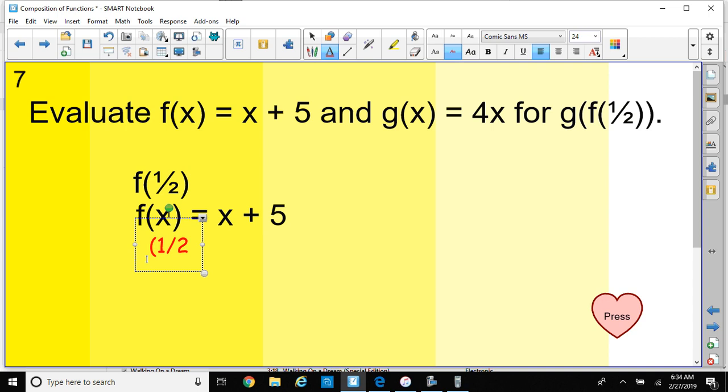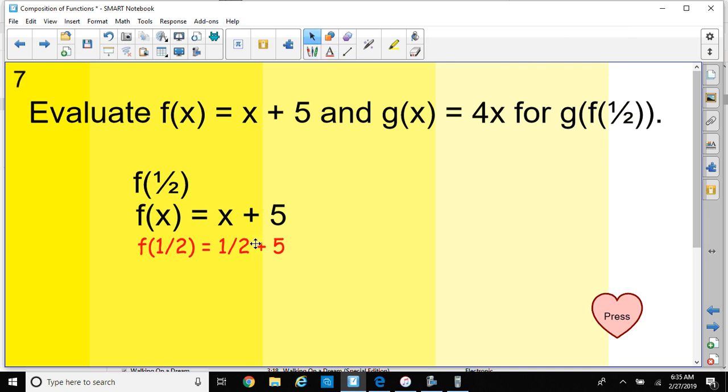So let's put that in parenthesis. And that's going to be equal to 1/2 plus 5. So f of 1/2 is equal to 1/2 plus 5. So now we're trying to figure out what in the world is the value of this function. So we're working on the inside first to figure out what is it equal to. So 1/2 plus 5, well, that's just 5.5.